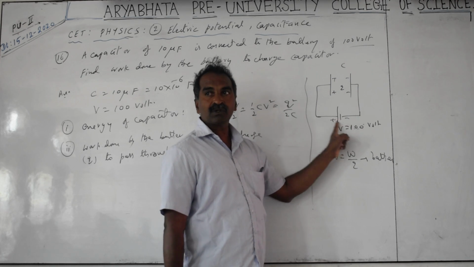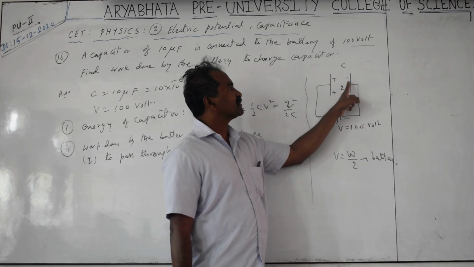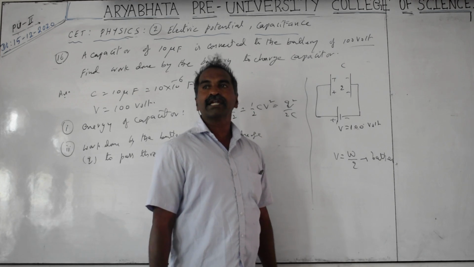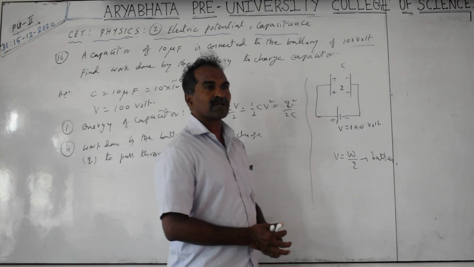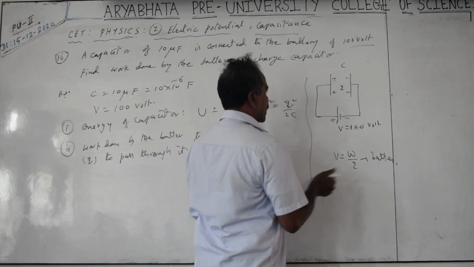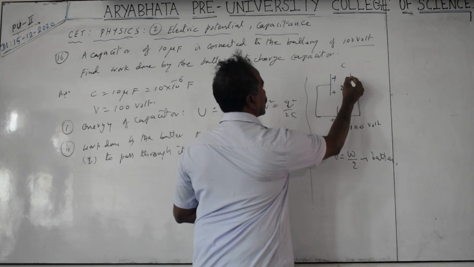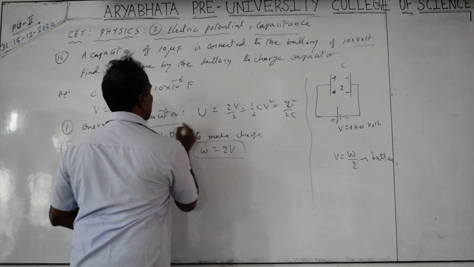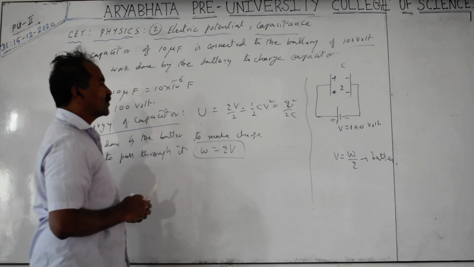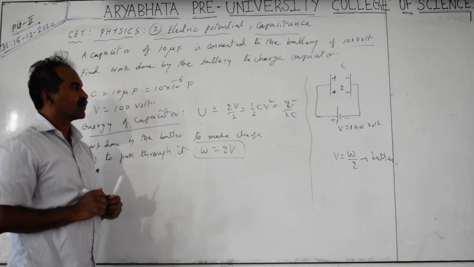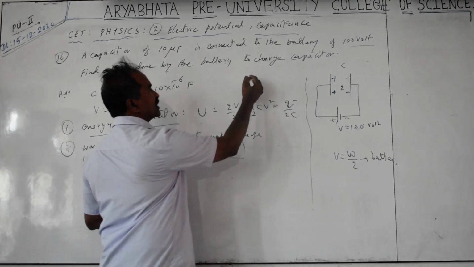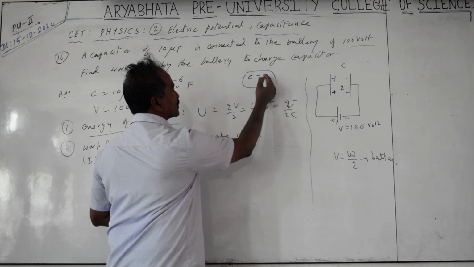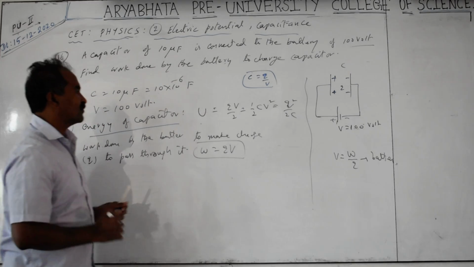Electrons flow from plus to minus. Losing electrons, one plate becomes plus, the other becomes minus. Whatever work is done to move the charge is equal to the energy stored on the capacitor plates. That is the electrostatic potential energy. For the energy of the capacitor plates, we have three formulas: U equals half QV, or half CV square, or Q square by 2C. You can modify one from the other using the relationship C equals Q by V. You have to remember these modifications, they are useful.